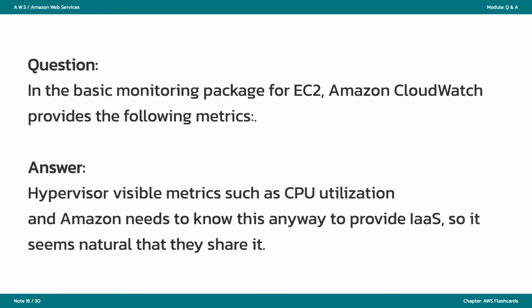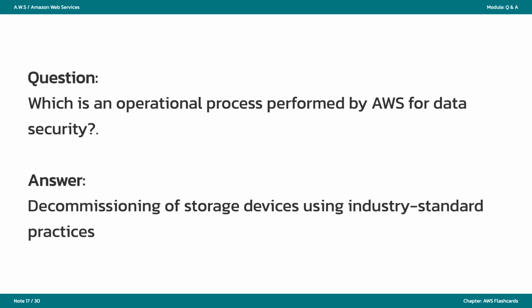Question: In the basic monitoring package for EC2, Amazon CloudWatch provides the following metrics. Answer: Hypervisor visible metrics such as CPU utilization, and Amazon needs to know this anyway to provide IaaS, so it seems natural that they share it. Question: Which is an operational process performed by AWS for data security? Answer: Decommissioning of storage devices using industry standard practices.